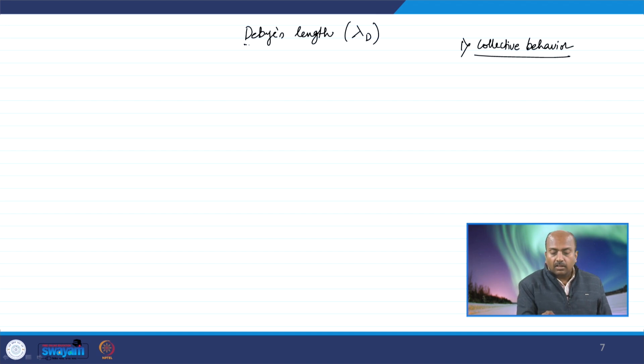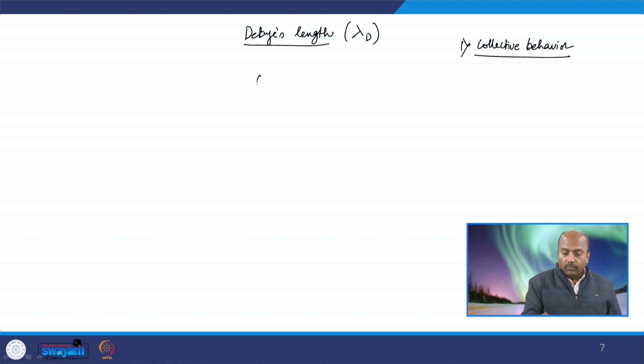So Debye length is a length parameter over which the external electric field will have some influence on the plasma. So in this class we will not derive the entire mathematics of this Debye length. Rather, we will directly use the expression. If you are interested to know how this Debye length can be derived, you can refer to the NPTEL lectures on plasma physics and applications.